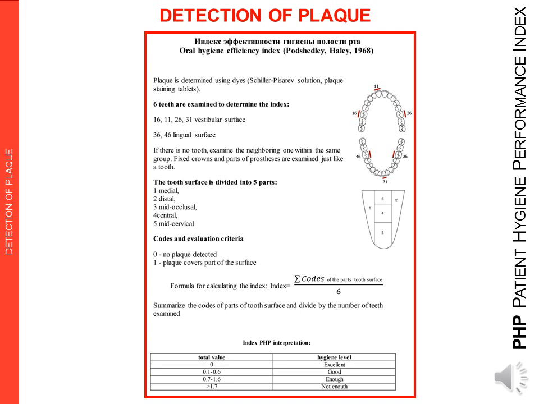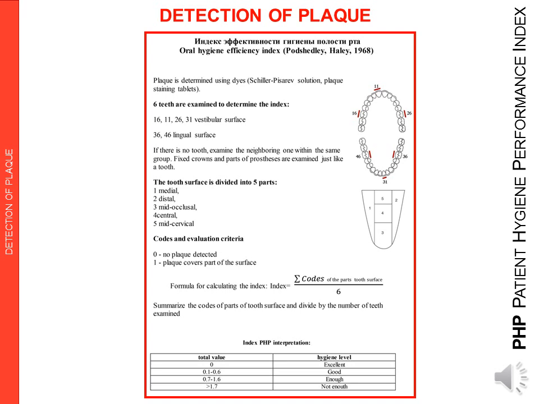If there is no tooth, examine the neighboring tooth within the same group. Fixed crowns and parts of prostheses are examined just like a tooth. The tooth surface is divided into 5 parts: medial, distal, mid-occlusal, central, and mid-cervical. We divide the surface of the examined tooth and put codes.